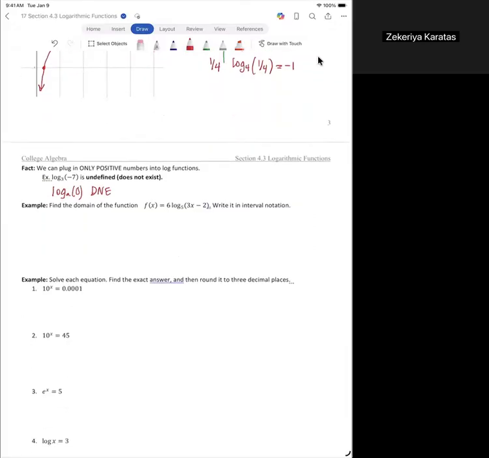So for example, finding the domain of this function, whatever you plug into the log must be positive. So 3x minus 2 should be greater than 0. I solve this inequality. Add 2 to both sides, so 3x is greater than 2. Then divide both sides by 3. So x must be greater than 2/3.